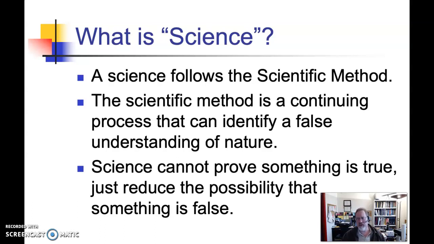What is a science? A science follows the scientific method. The scientific method is a continuing process that can identify a false understanding of nature. Science cannot prove something is true, just reduce the possibility that it is false. Science takes a long time. It takes patience because of this.